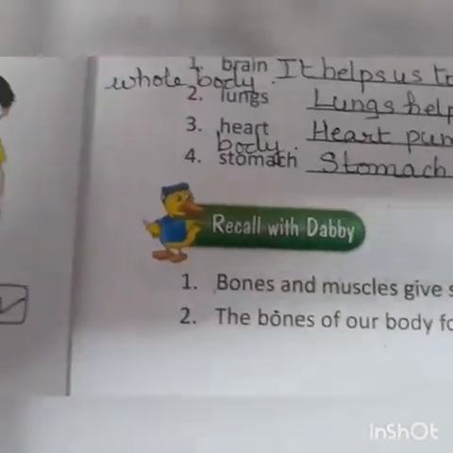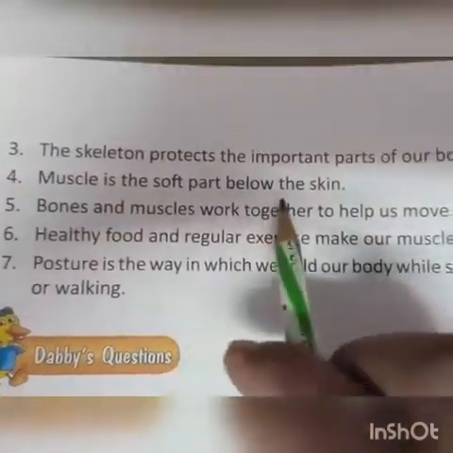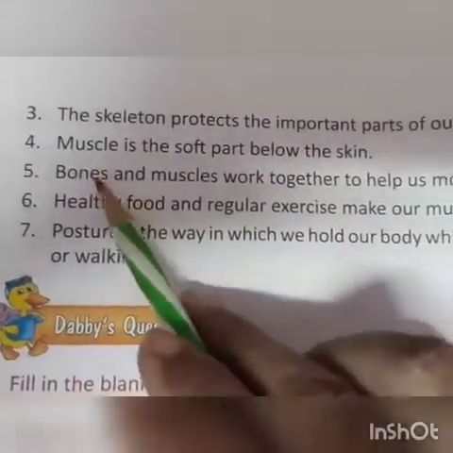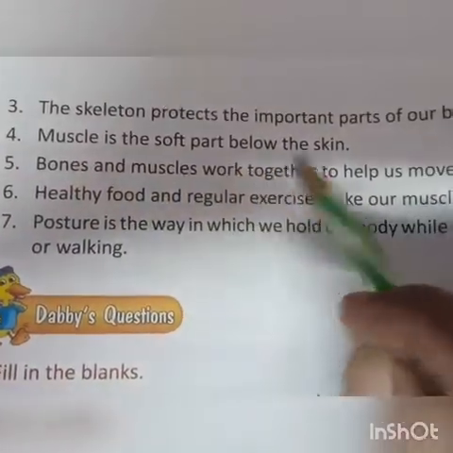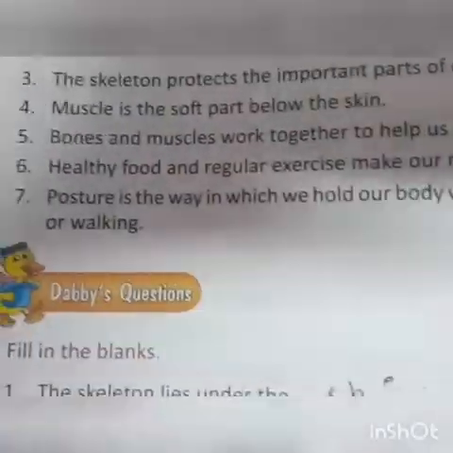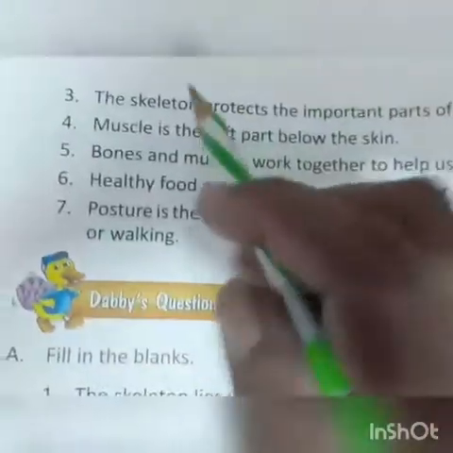Moving on to page number 38. What is the third point that is given? The skeleton protects the important parts of our body. The heart, lung, liver, in sabko protect karta hai. Uske baad muscles is the soft part of below the skin. Jo muscles hote hain, that is the soft part which is just below the skin. Ye jo hai, jo upar aapko dikhte hai, this is the skin. It is called, ye jo hai, wo skin hai.